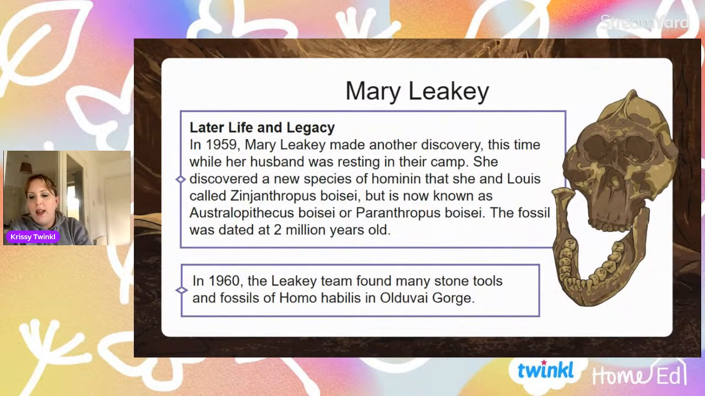Then in 1959, she discovered a whole new species of hominin that nobody had known before. Now, it became known as the Australopithecus boisei. So there are other names, but if you look in a book today, that is most likely what it's known as. And this was about 2 million years old. And so she had excavated these two skulls that had proof that we had evolved and that humans and Homo sapiens had evolved through these hominins.